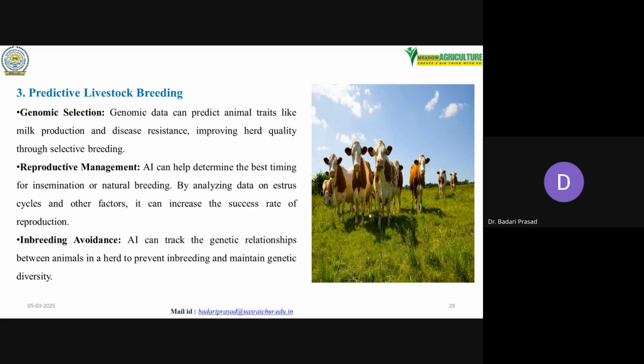In the case of reproductive management, artificial intelligence can help to determine the best timing for insemination or natural breeding. By analyzing the data on estrus cycles and other factors, it can increase the success rate of reproduction. So many times the farmers are not in a position to observe when the animal comes for heat. So he has to watch every day and make predictions in his busy schedule. But if you apply these systems, then the machine easily analyzes the condition of the cow, and based on the estrus cycle the animal is giving, based on its ancestral data, it gives an exact date or data near to the truth which the farmer can make use of.